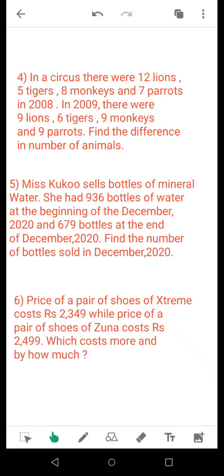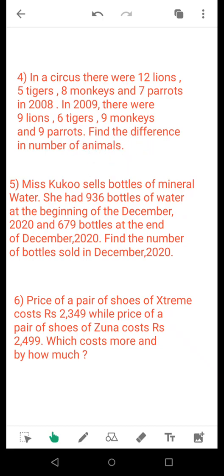Now coming to page number 2, question number 4. In a circus there were 12 lions, 5 tigers, 8 monkeys and 7 parrots in 2008. In 2009 there were 9 lions, 6 tigers, 9 monkeys, 9 parrots. Find the difference in number of animals.